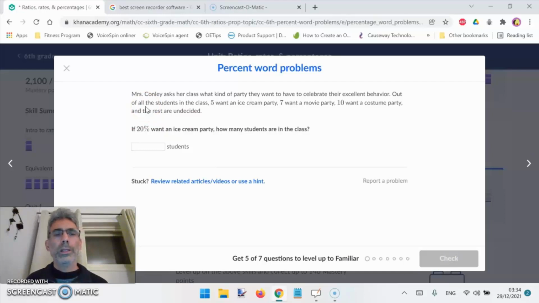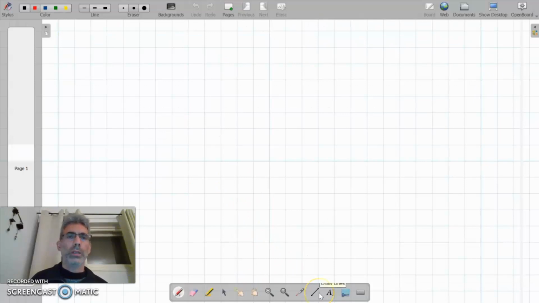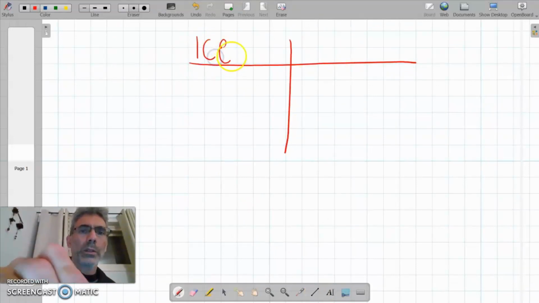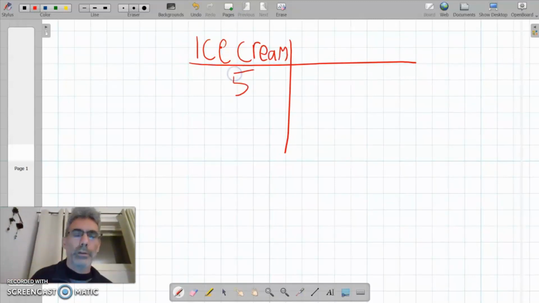Mrs. Conley asks her class what kind of party they want to have to celebrate their excellent behavior. Out of all the students in the class, 5 want an ice cream party. So let's make a table. Ice cream: 5.